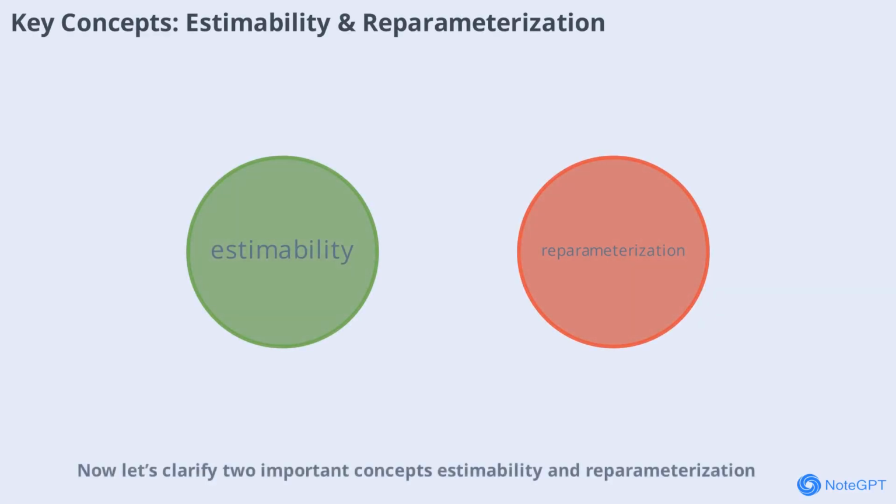Now let's clarify two important concepts, estimability and reparameterization. In linear models, not all parameter combinations can be uniquely estimated if the design matrix isn't of full rank. Estimability refers to whether a particular linear function of parameters can be determined from the data. Often, only contrasts, differences between group effects, are estimable.